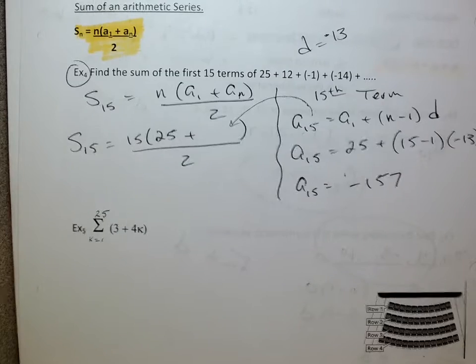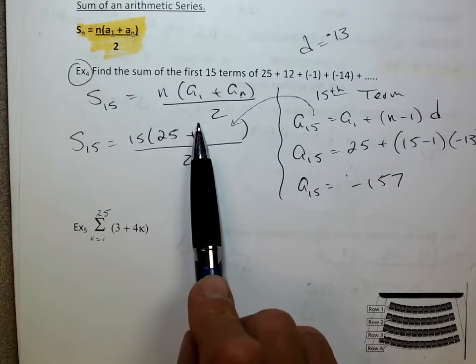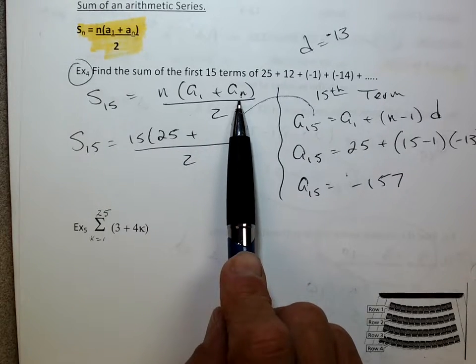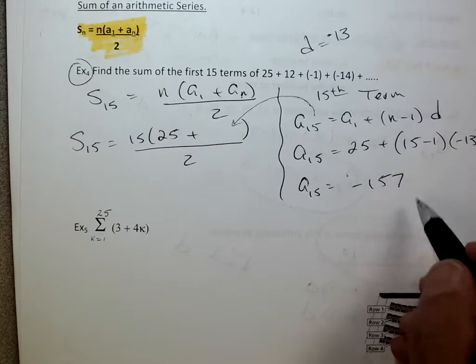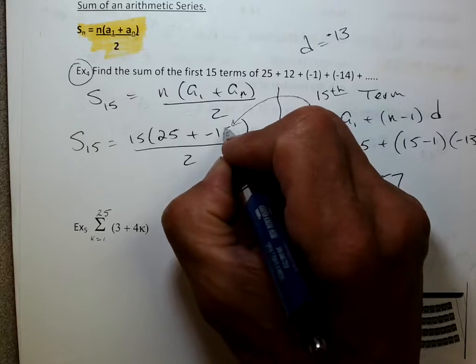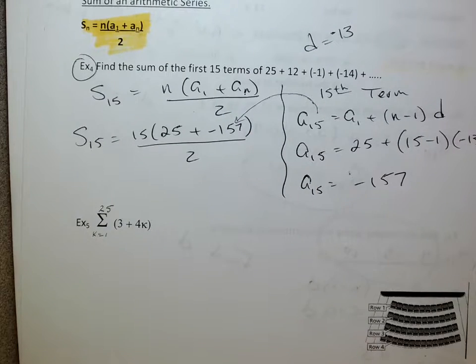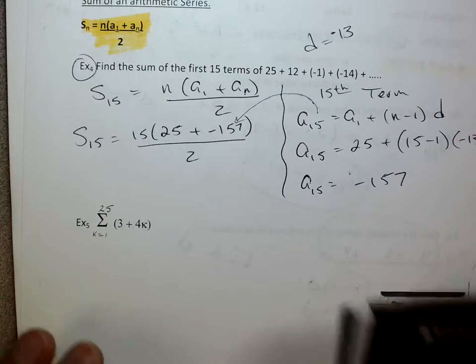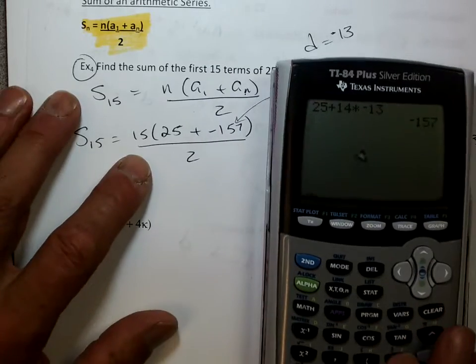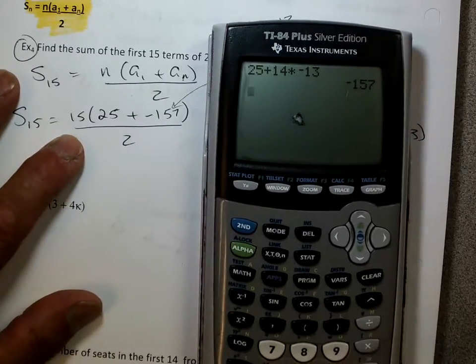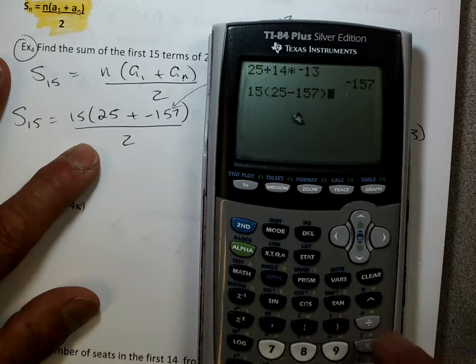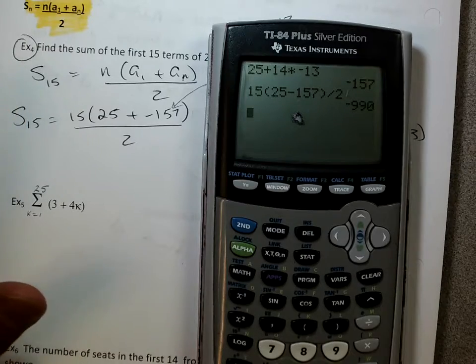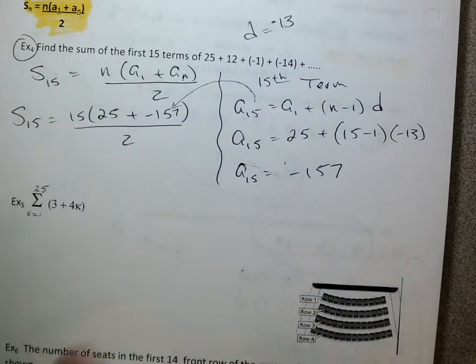So my goal here was to use my summation formula, but I didn't know the last term. I didn't know the 15th term, but I had to make it. So now that I have the 15th term, I'll put my negative 157 right in there. And I'll just use my calculator to get an answer. So I'm going to go 15 parentheses 25 minus 157 divided by 2, and I get an answer of negative 990.